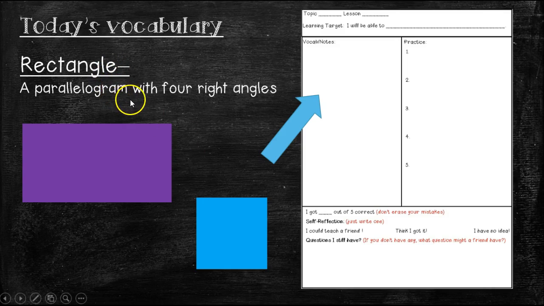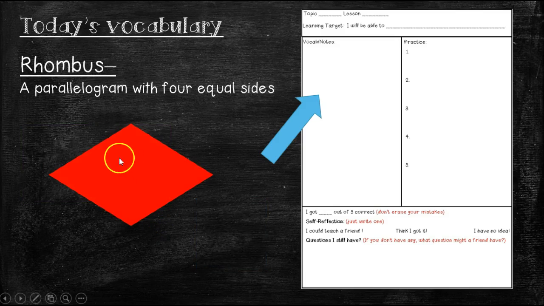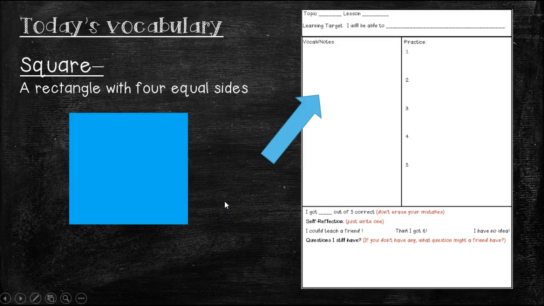A rectangle, well, that's a parallelogram with 4 right angles. So here we have what you would traditionally call a rectangle, but here you have what you would traditionally call a square. But a square is a rectangle because it has 4 right angles. And then here, a rhombus. Well, this is a parallelogram with 4 equal sides. So this, this, and this are all equal sides. And a square is a rectangle with 4 equal sides.